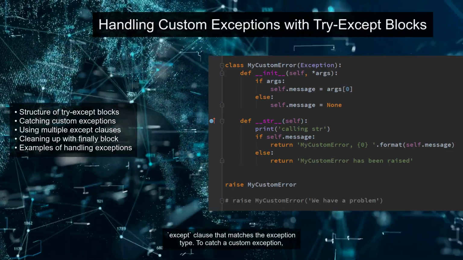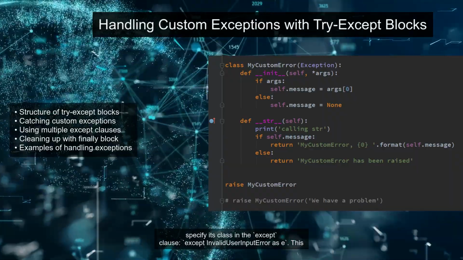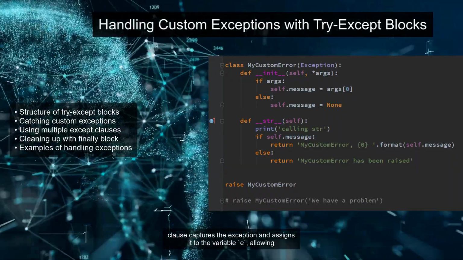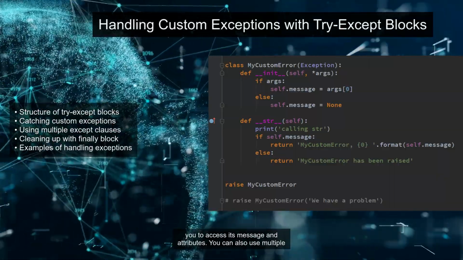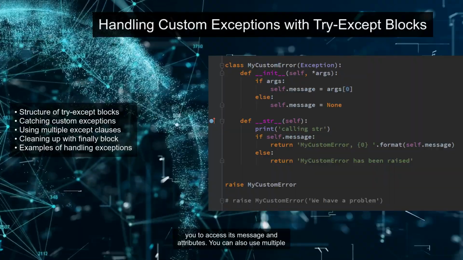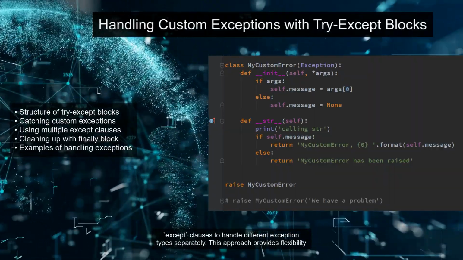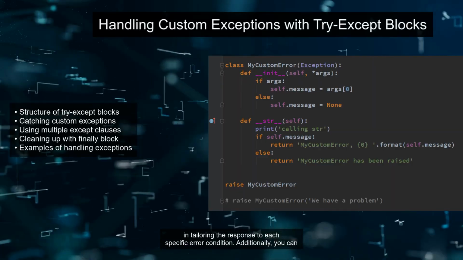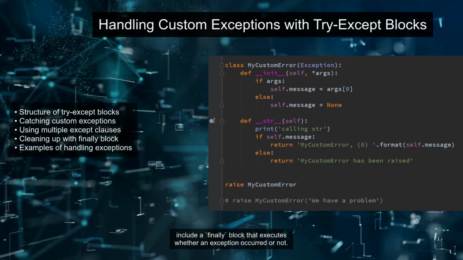To catch a custom exception, specify its class in the except clause: except InvalidUserInputError as e. This clause captures the exception and assigns it to the variable e, allowing you to access its message and attributes. You can also use multiple except clauses to handle different exception types separately. This approach provides flexibility in tailoring the response to each specific error condition.